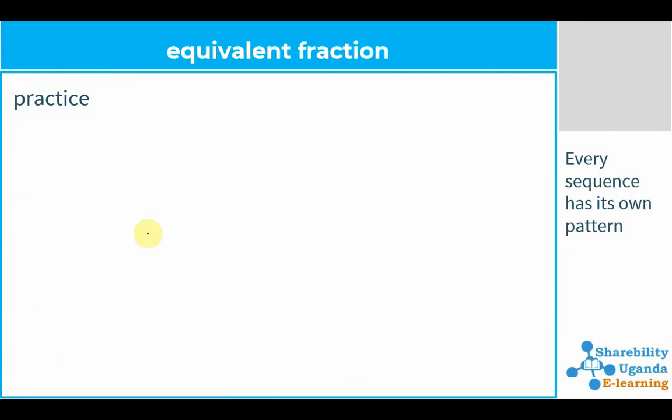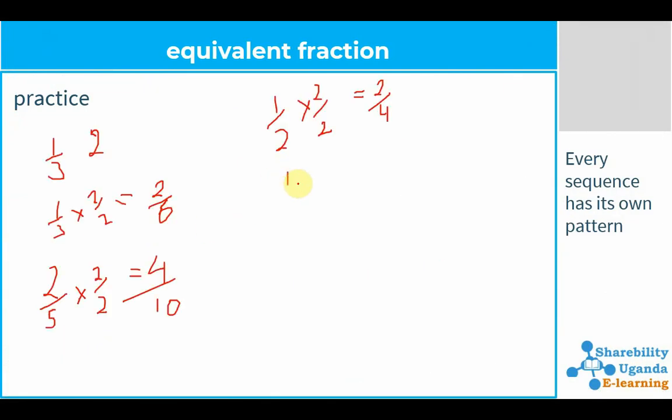We have 1 out of 4. We shall also use our 2. We multiply both the numerator and the denominator. So here we shall come up with 1 times 2, we get 2. 4 times 2, we get 8. Okay, so this is our equivalent fraction of this one.